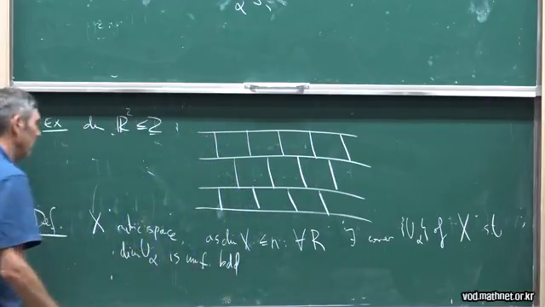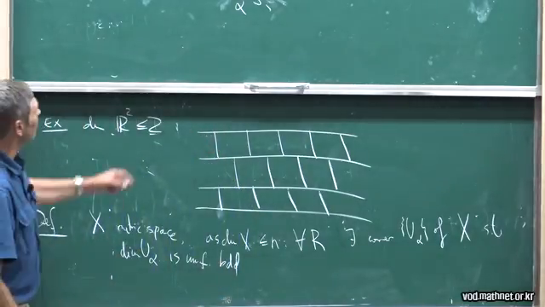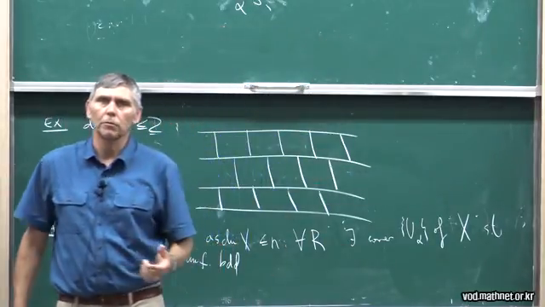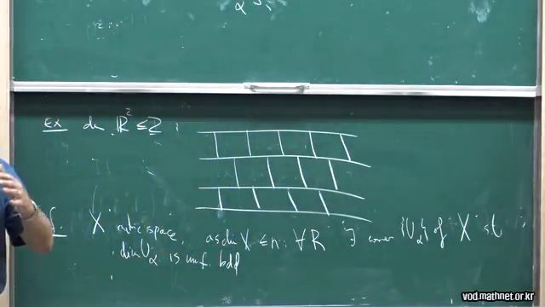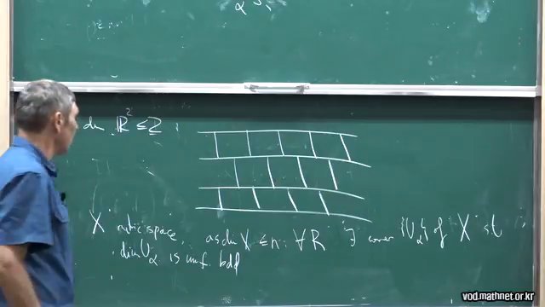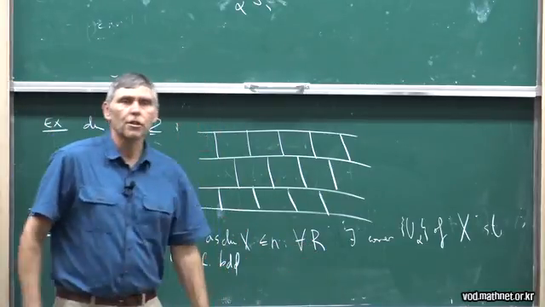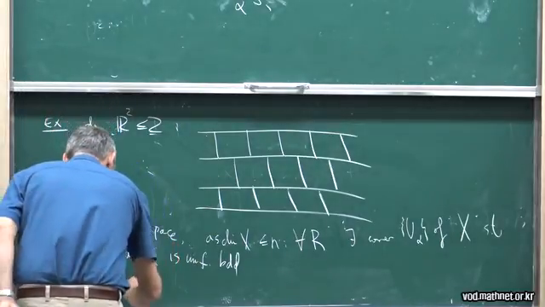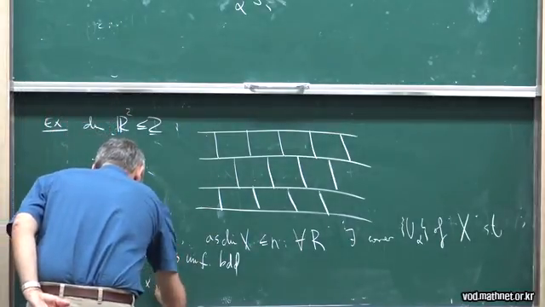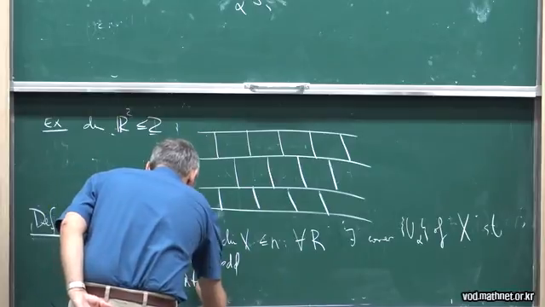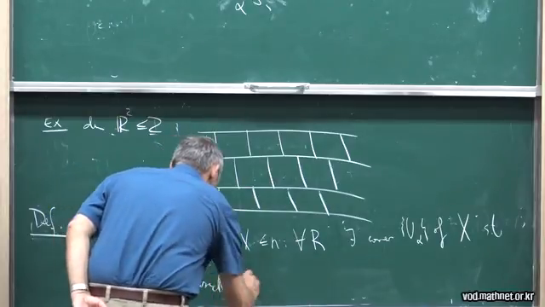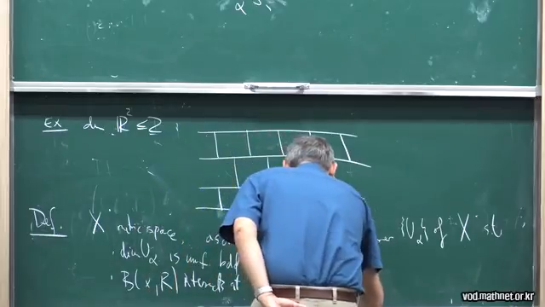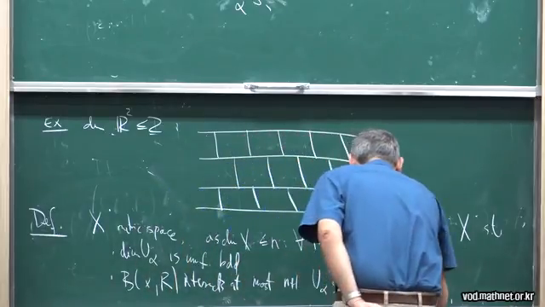And second, something stronger than the multiplicity. It's not just that every point is allowed to belong to at most n plus 1 elements, but every r ball, if you take a metric r ball, is allowed to intersect at most n plus 1 elements. So B(x, r) intersects at most n plus 1 U alphas for every x.